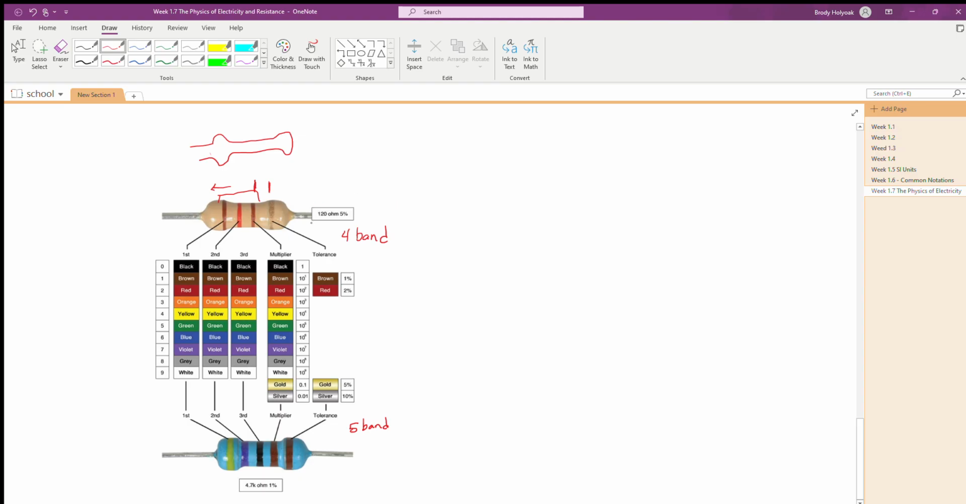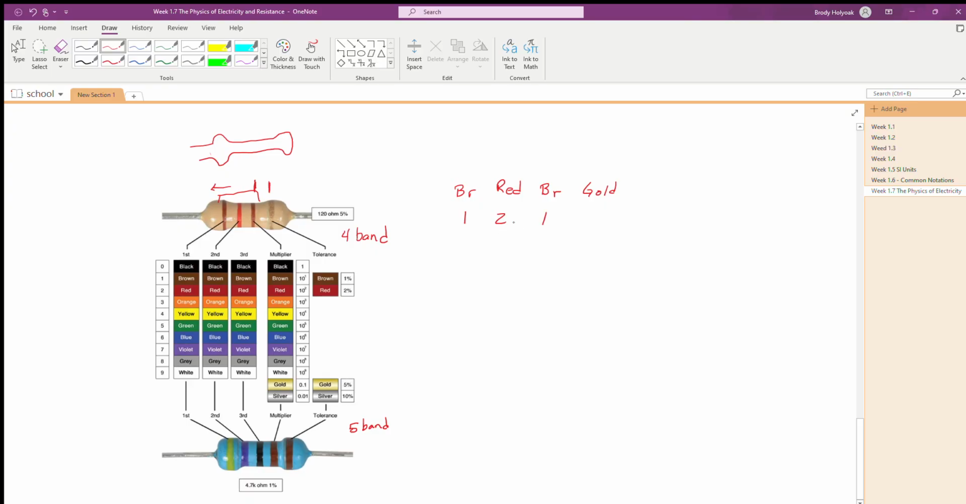So what we look at in our 4-band is our colors. On this resistor, it does tell us what we have: a brown, a red, a brown, and a gold. So what we have to do is determine what our color code is telling us. These first 2 digits on a 4-band are going to give us the value of this number. So brown, when we come over here and look, correlates to number 1. Red correlates to number 2.